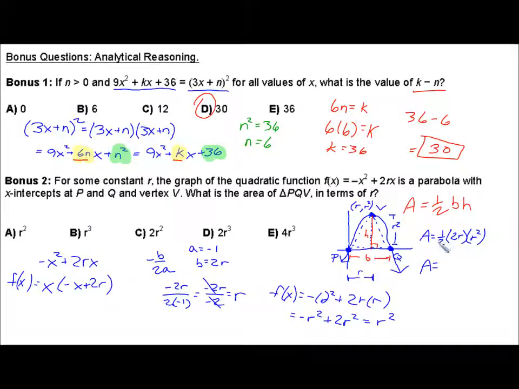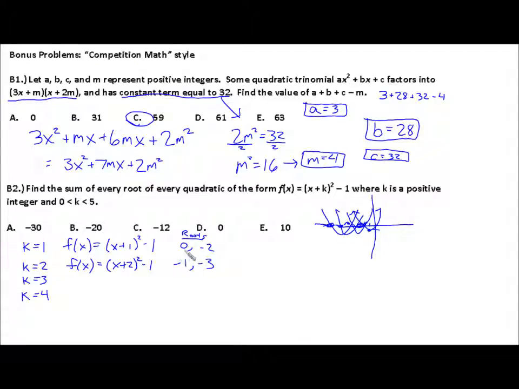1/2 times 2 cancels. Those cancel. So we're left with r times r squared, which gives me r to the 3rd power. The answer is B. If you look at the pattern, it's going to continue that way. So it's going to be -2, this one's going to be -4, -3, -5. If you add all these together, you will get the sum, which is -20.